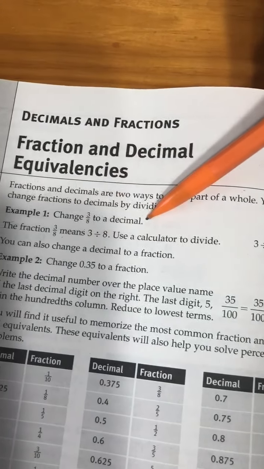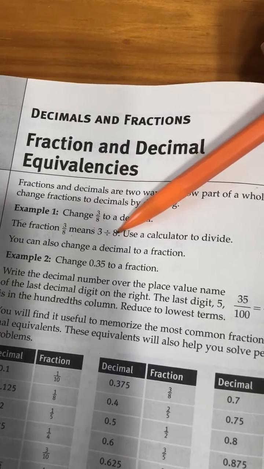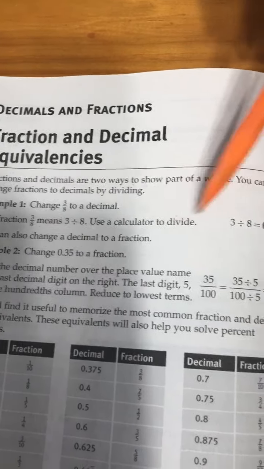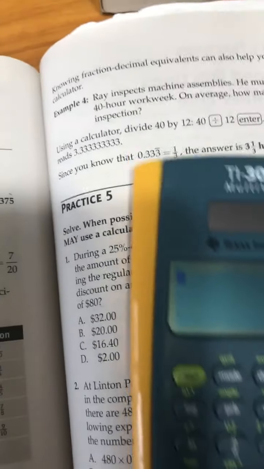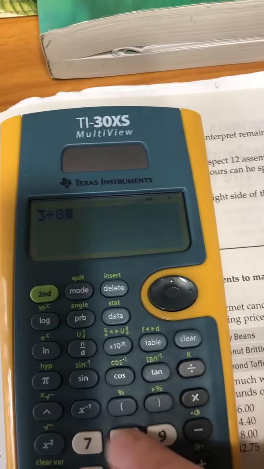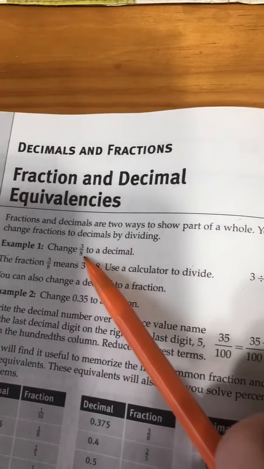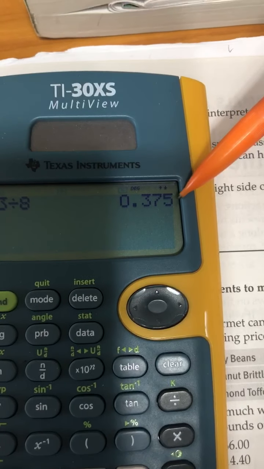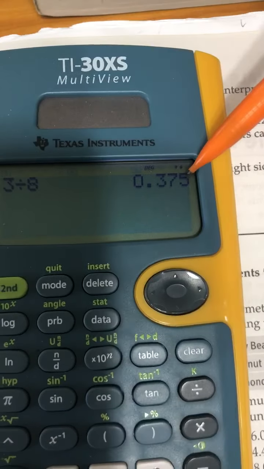Change 3/8 to a decimal. The fraction 3/8 means 3 divided by 8. Use a calculator to divide. So if we have here 3 divided by 8, they tell us what it equals, but if we were going to put it on our calculator, we turn it on, we clear, 3 divided by 8. Again, we took that fraction, 3/8, and divided it to get a decimal. 0.375 is our answer as a decimal.